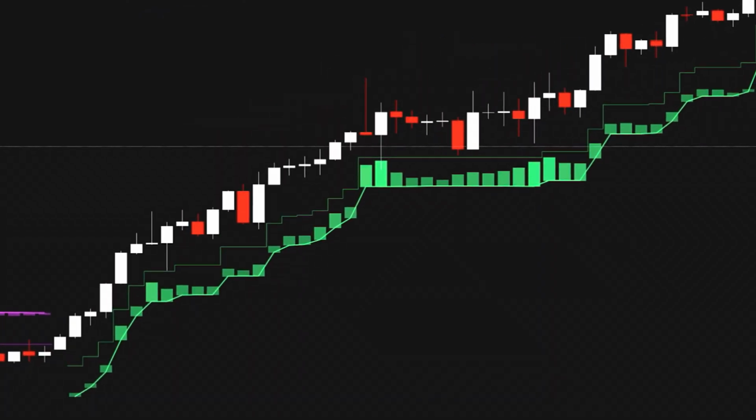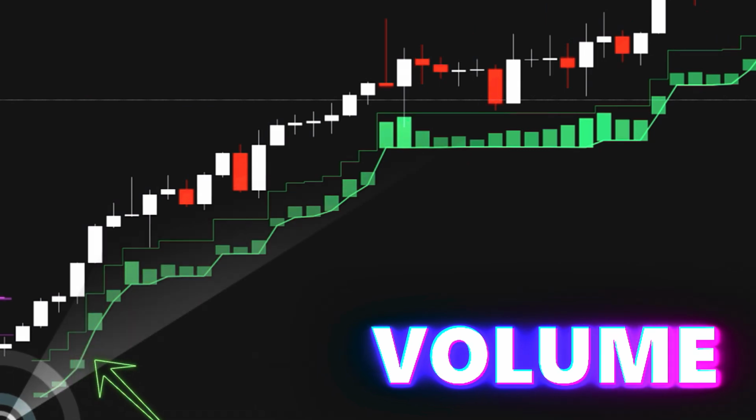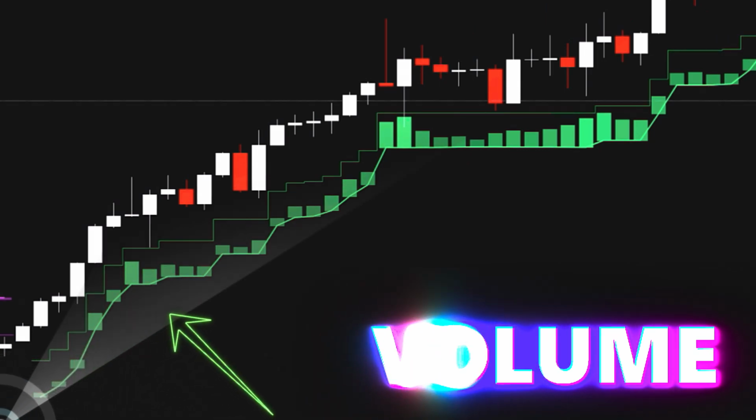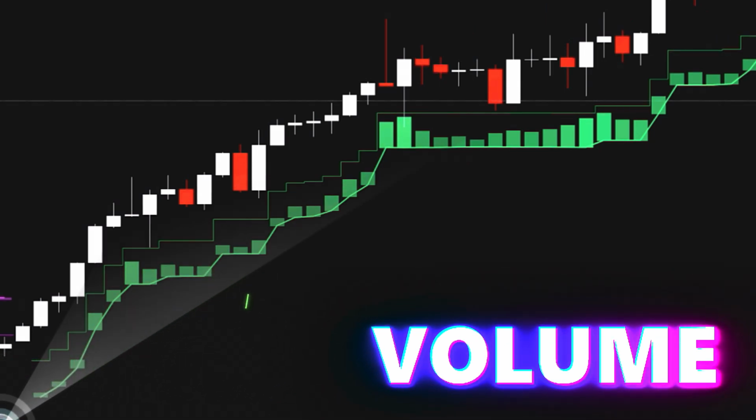Inside those color bands we just talked about, you'll actually see the volume displayed. This is pretty cool because seeing the volume right there inside the trend helps you figure out how much gas is really in the tank for the move.